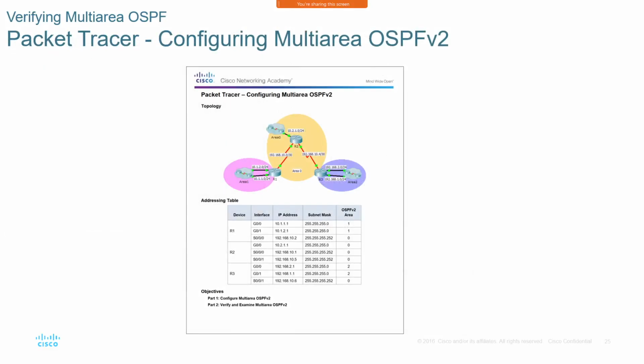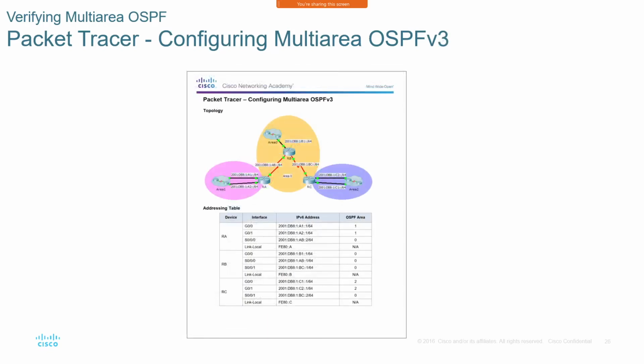There is one packet tracer activity for you guys to do, configuring multi-area OSPF version 2. I have done a similar activity last week in the Cisco lab. So if you've got a chance, make sure you watch it again. Try to do the activity as well. It's going to give you a very good grasp on how to configure it, how to verify it, and so on.